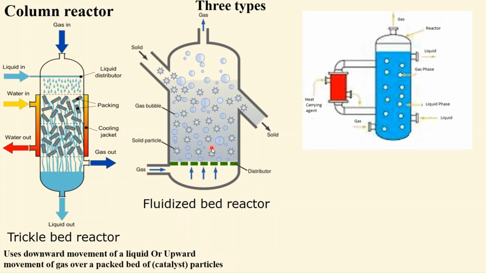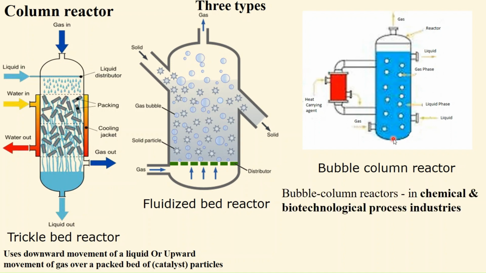Another one is the bubble column reactor. It does not use any solid phase catalyst. It has the liquid in the column which comprises the reactants, and the gas is bubbled through this liquid phase. When the gas is bubbled through the liquid phase, it creates turbulence in the column, and it creates efficient mixing and also efficient heat transfer. Bubble column reactors are very useful not only to carry out chemical reactions but also in biotechnological process industries.